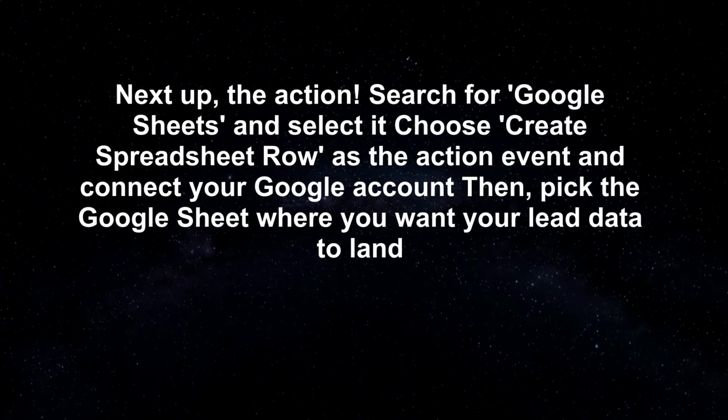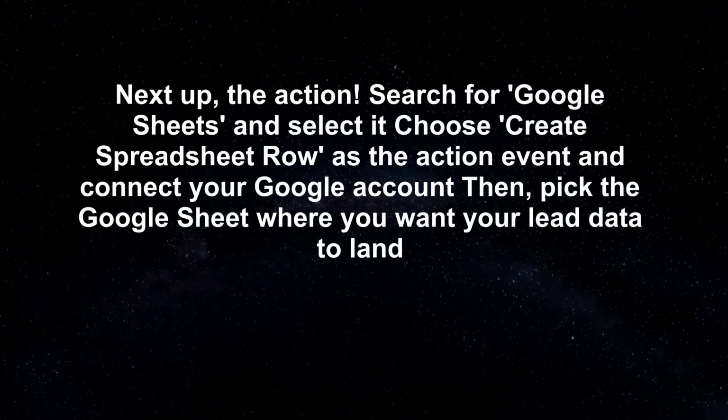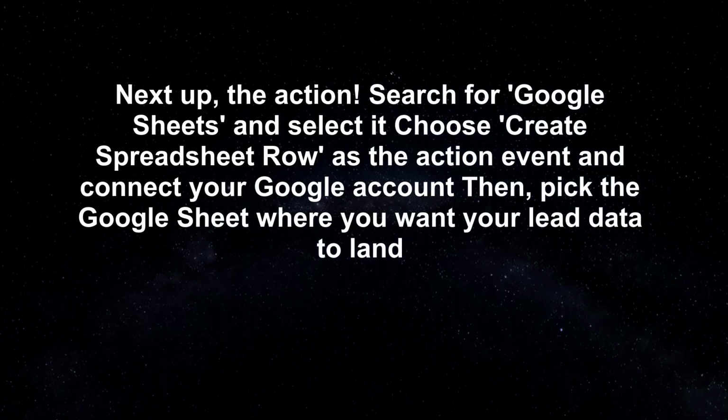Next up, the action. Search for Google Sheets and select it. Choose Create Spreadsheet Row as the action event and connect your Google account. Then, pick the Google Sheet where you want your lead data to land.